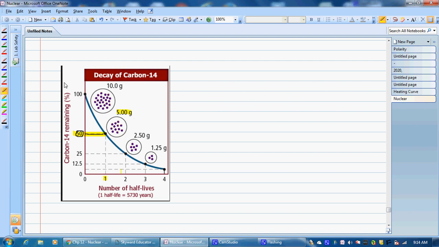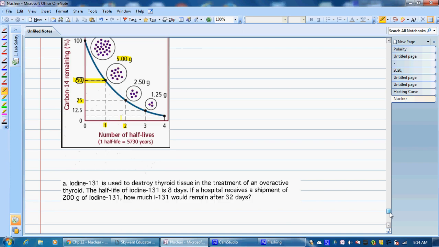Now sometimes when you see these graphs, instead of having the percentage over here, you might have the amount instead. So I could ask you a question: at 2 half-lives, how much would be left of your sample? You would go up to here and over, and this would be 25%, or it may also have 2.5 grams over here. So you should be able to do both, telling me the percentage or the amount depending on what's included in your graph.